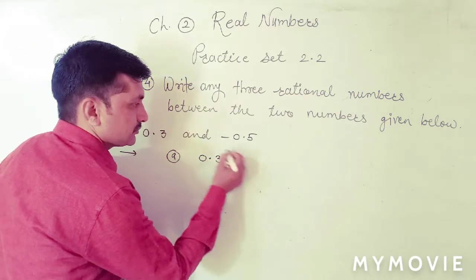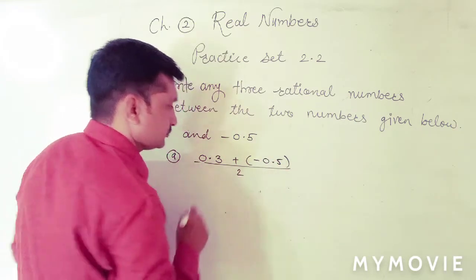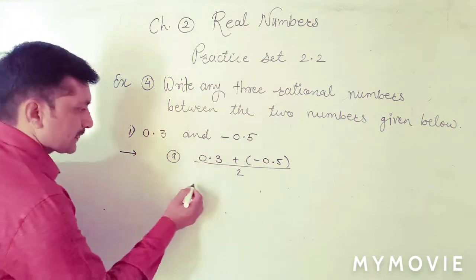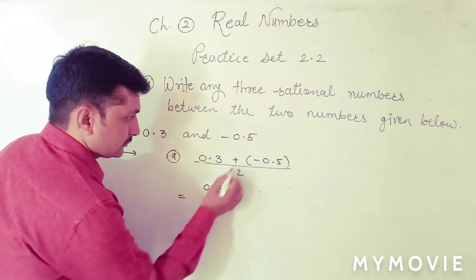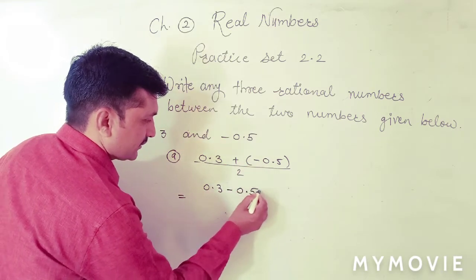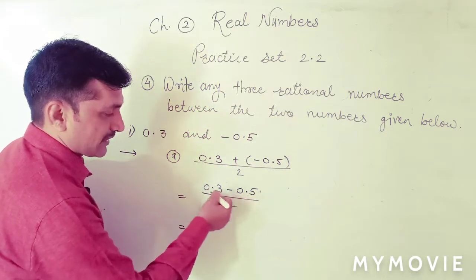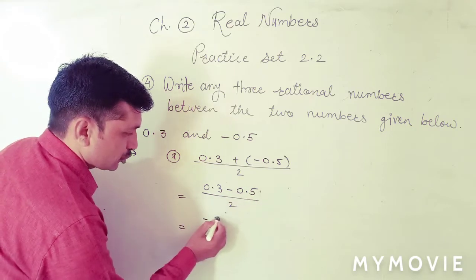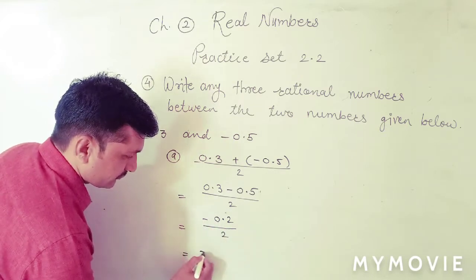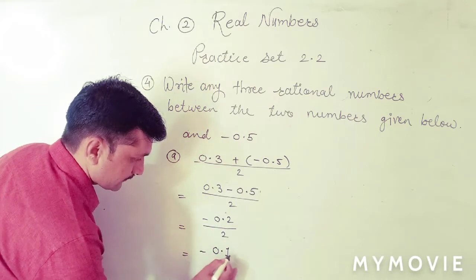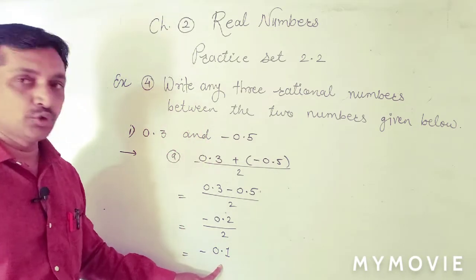0.3 plus, now this is negative, that's why I write in bracket, minus 0.5 divided by 2 means half, average, is equal to, let's solve this, 0.3 plus minus 0.5 upon 2 is equal to, now 0.3, here subtraction I am going to sign minus, and subtraction 0.2 divided by 2 is equal to, if we reduce, here we get minus 0.1. First number we got. This number will come between that, minus 0.1.